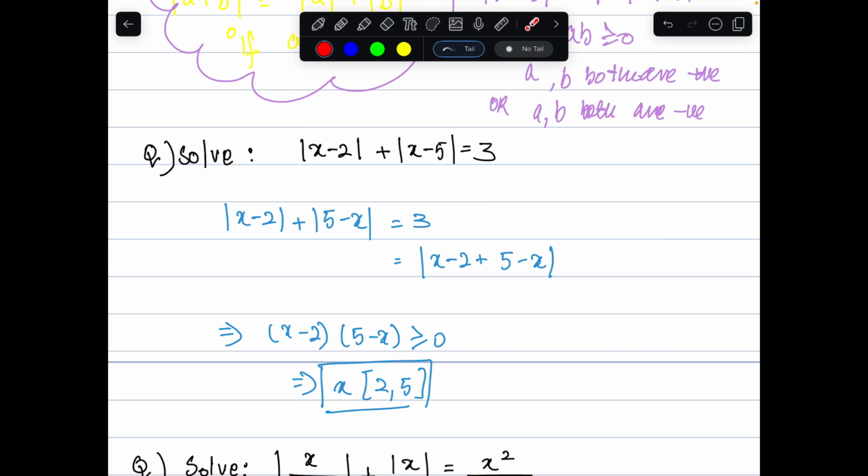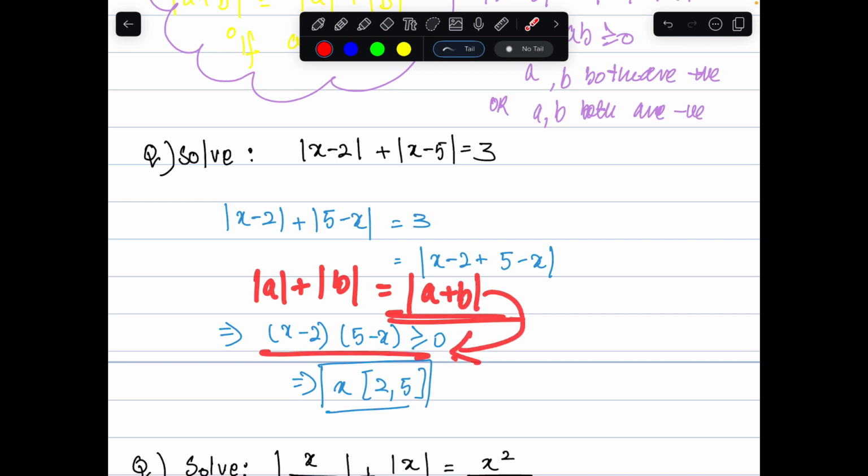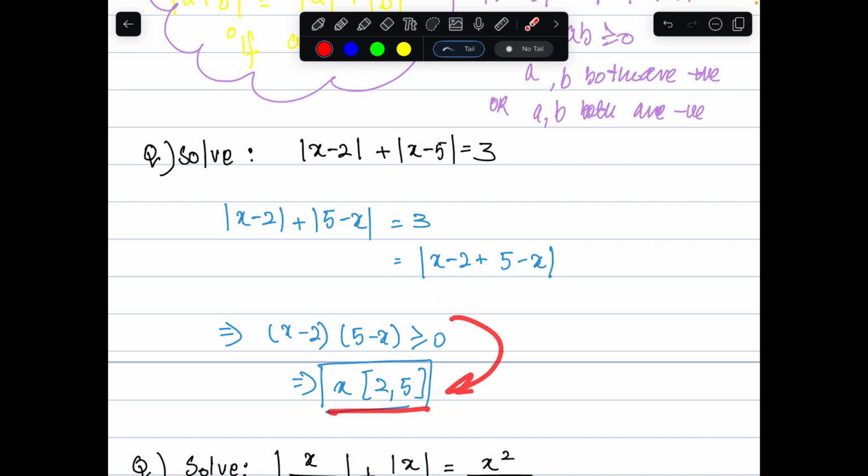Right? Without that, what we can do is, I do observe that when I do something with 5 or 2 operation, I can get 3. That is, 5 minus 2 is actually 3. But when I add these two, I am getting actually 2x minus 7. What if I just change it, which I can do in mod, right? Mod x is equal to minus x. So I wrote it as 5 minus x, and when I am adding these two, I am getting actually 3. So this is the observation that we made, that mod a plus mod b is equal to this only when the product of that is greater than or equal to 0, and on solving I get this.